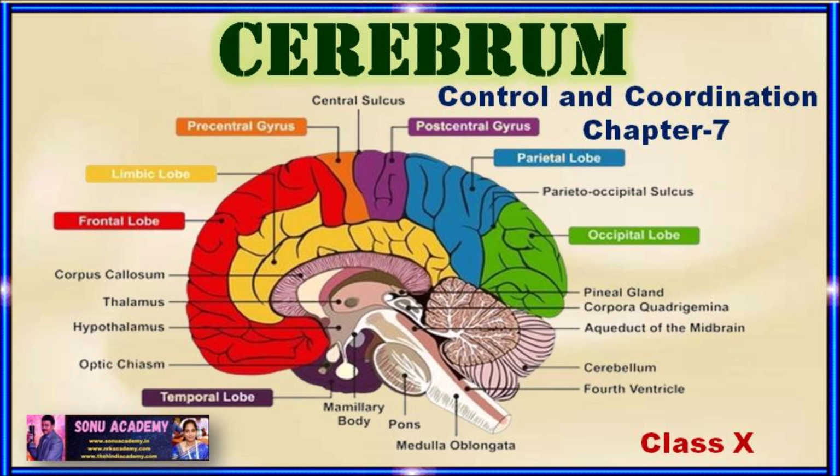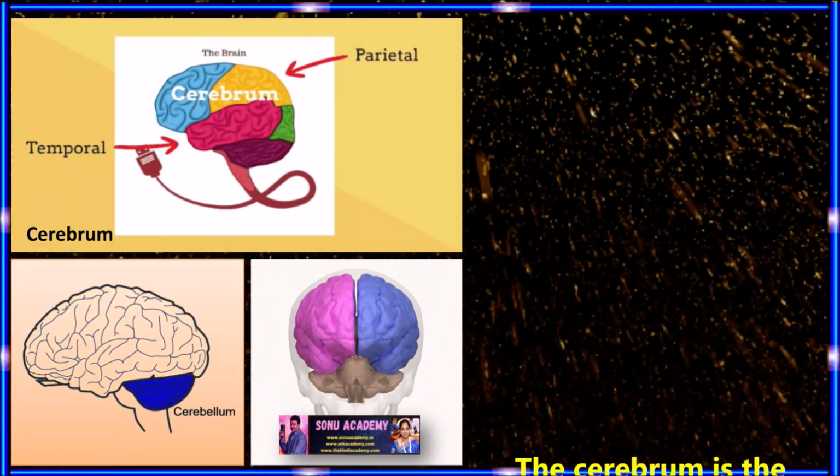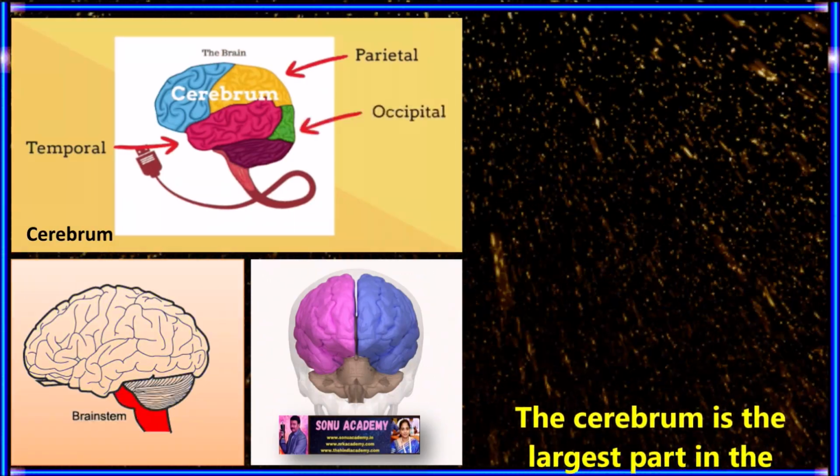Good morning dear students. Today we are going to discuss control and coordination from chapter 7, class 10 CBSE syllabus. Children, let us discuss the parts and functions of the forebrain.